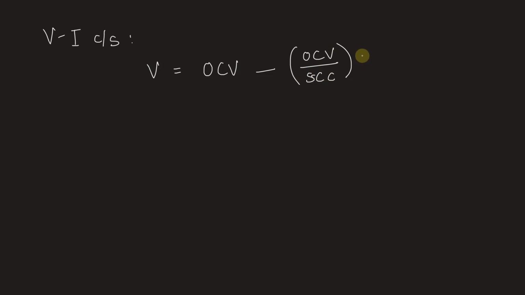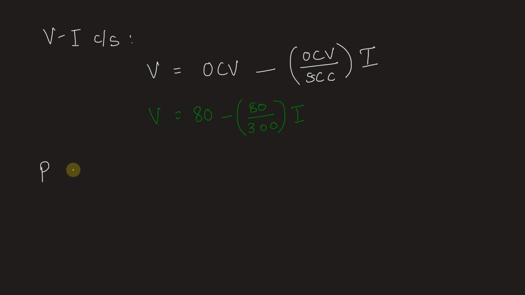From the VI characteristics, we know that voltage is given by open circuit voltage minus the ratio of open circuit voltage to short circuit current, into the current I. Substituting the given values, V is equal to OCV, which is 80 volt, minus again 80 by short circuit current, which is 300 amperes. So we substitute this and get a relation for V. Now we can write the relation for arc power.